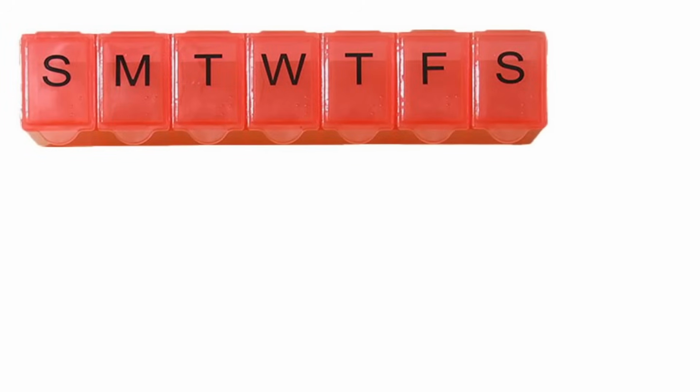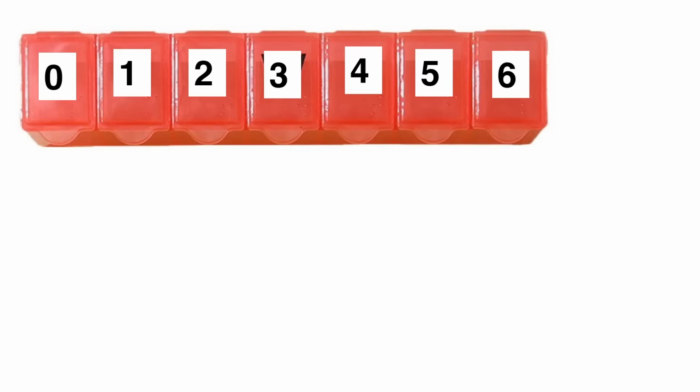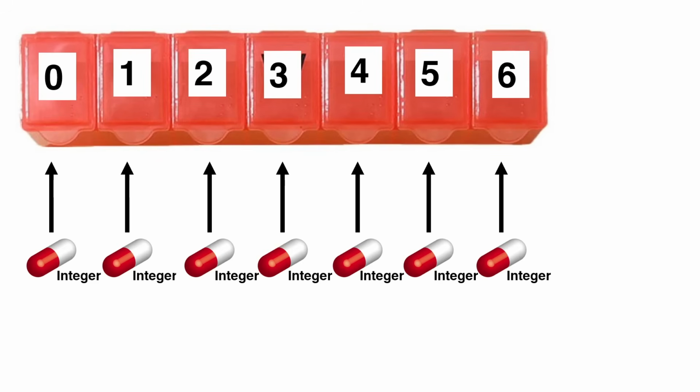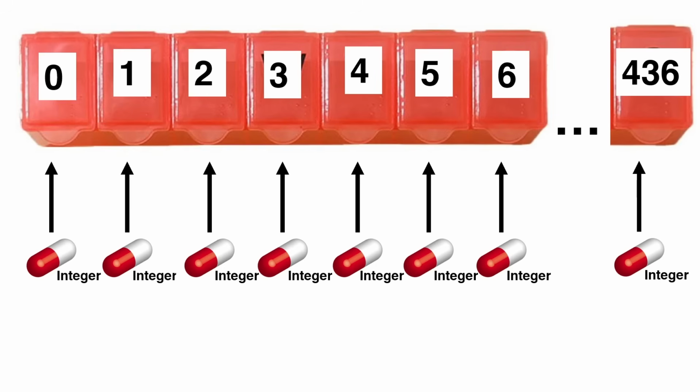An integer array is like a pillbox, where it has the labels on it. You see Sunday, Monday, Tuesday. But instead of boxes with the days on them, they're indexes, and they start at 0, and then you index to 1 and 2 and so on. And in the case of Heartbound, it goes to about 436. And then each box contains a single pill that's worth a particular integer.